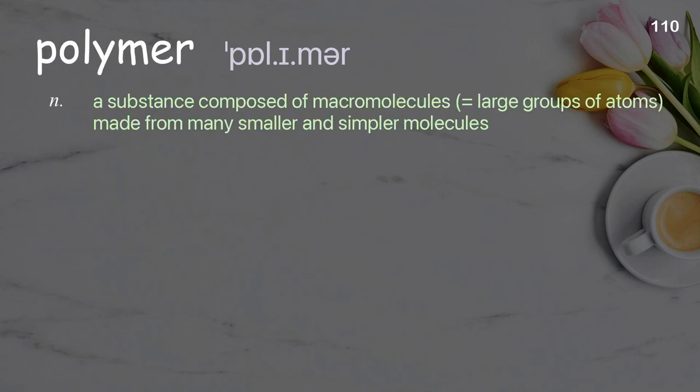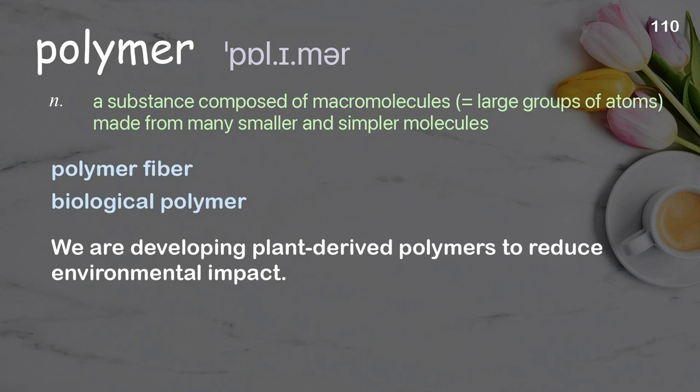Polymer. A substance composed of macromolecules, equals large groups of atoms made from many smaller and simpler molecules. Examples. Polymer fiber. Biological polymer. We are developing plant-derived polymers to reduce environmental impact.